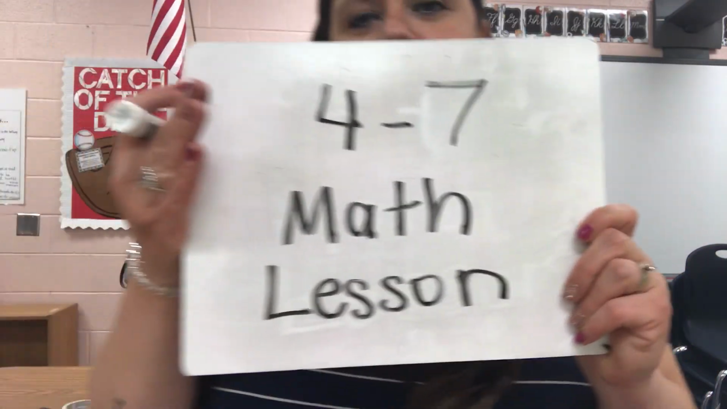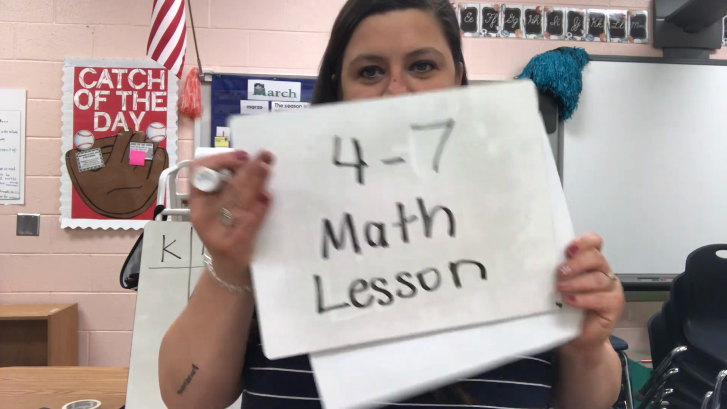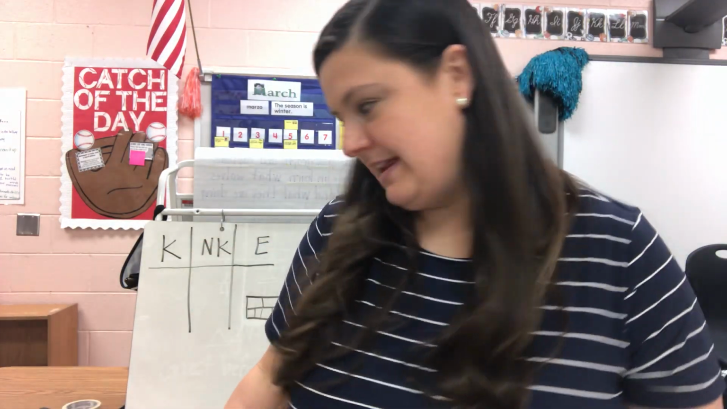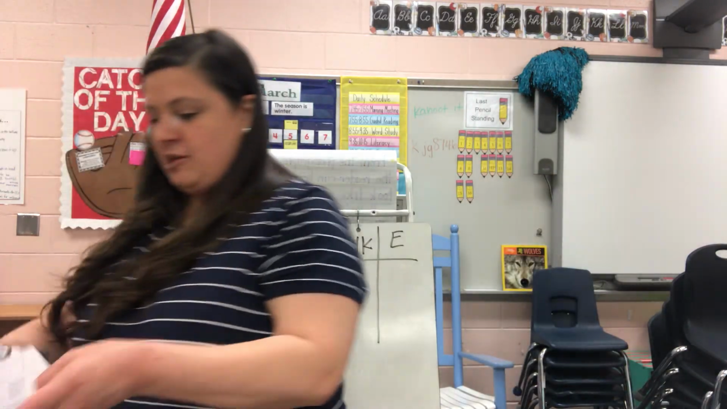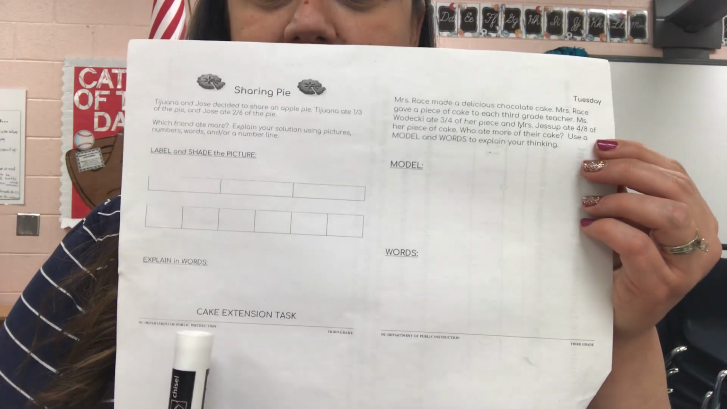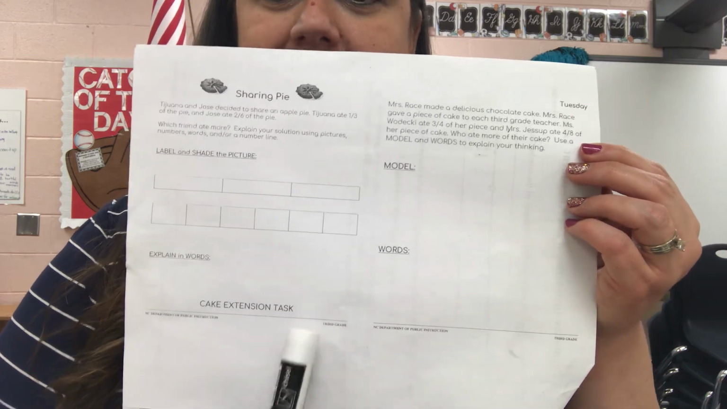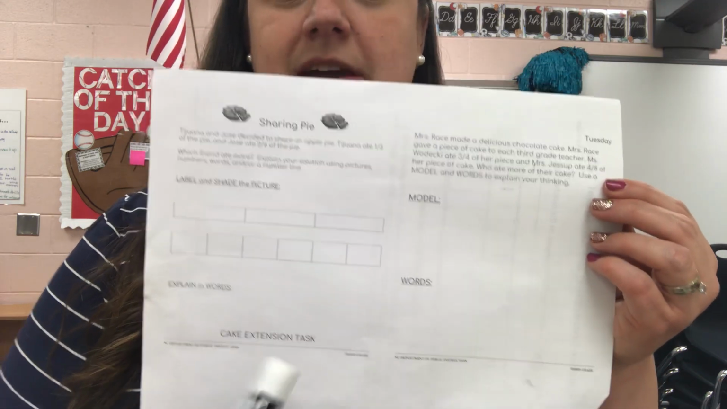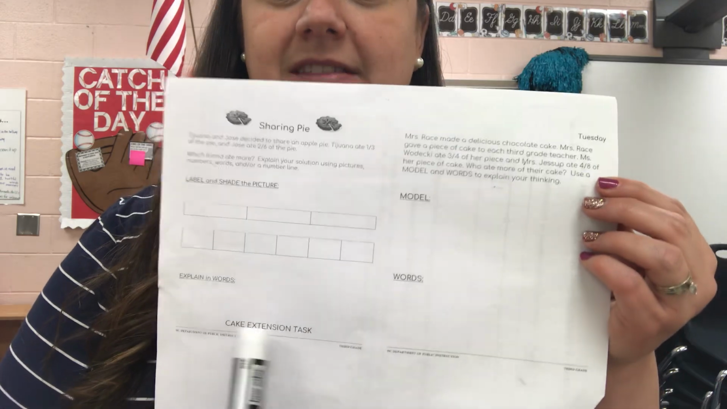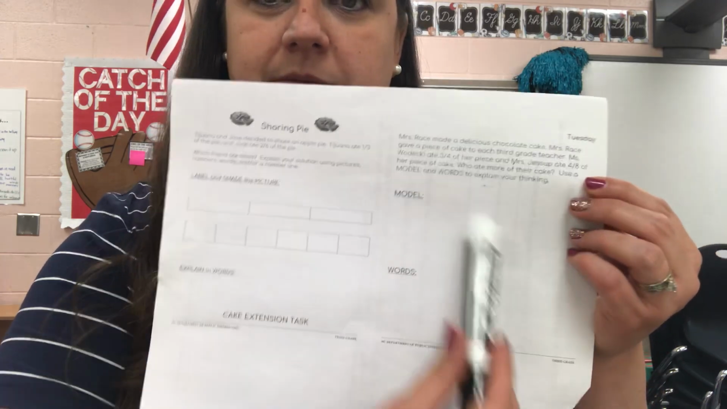Okay, so this is Tuesday's math lesson. We are going to take a look at your packet, so go ahead and get those out. And in your packet today, you have another task to do. So you start with one that's called sharing pie. And then your second one is called a cake task. And that just says extension. So that means an extra part. So the title's down here, but the story problem's over here.